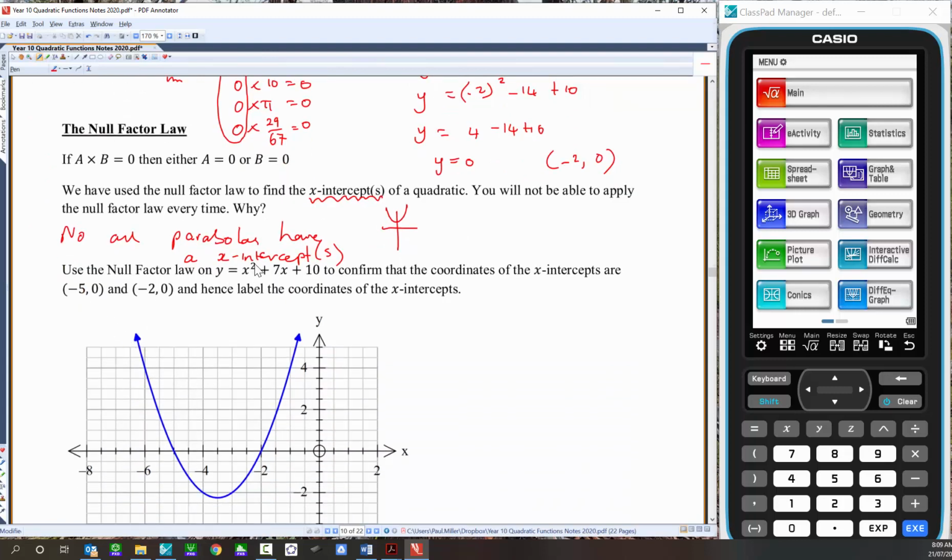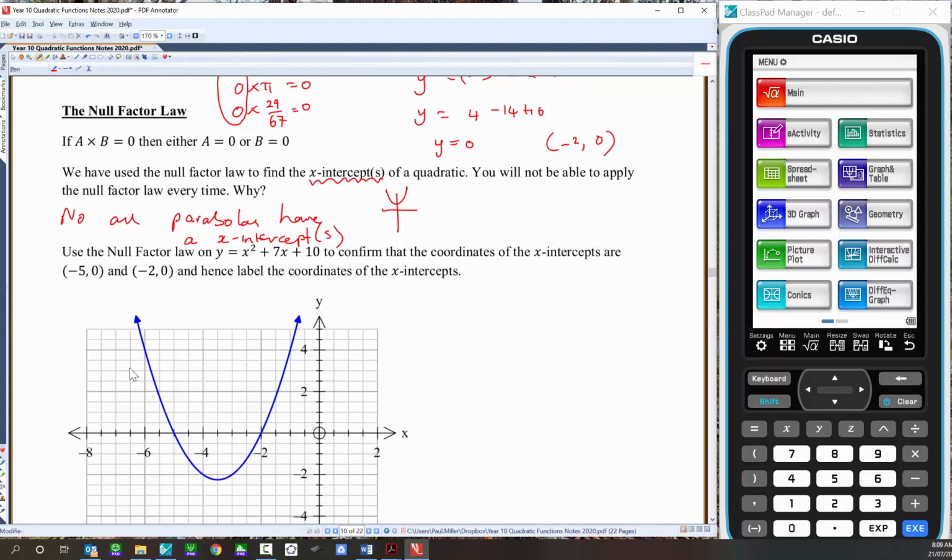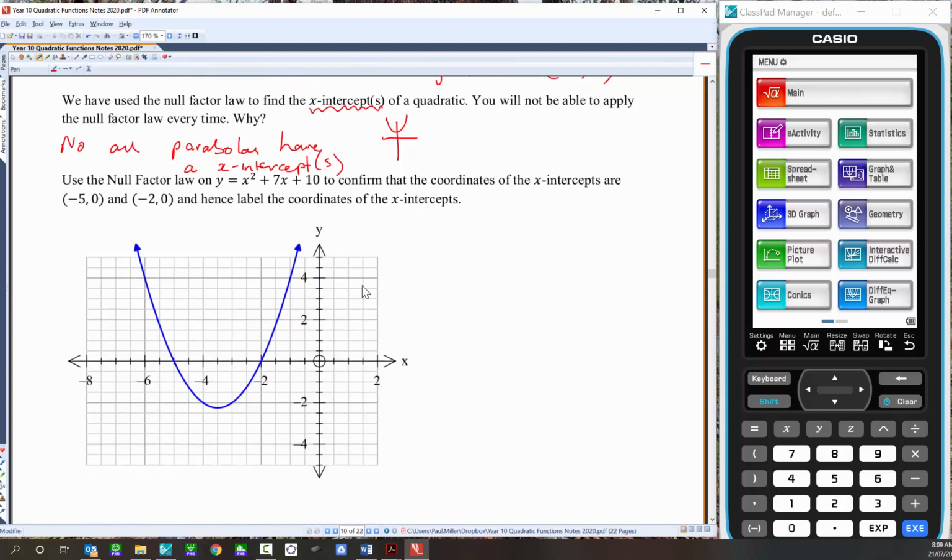Right, so here we go. Use the null factor law on y equals x squared plus 7x plus 10 to confirm that the coordinates of the x-intercepts are these, and hence label the coordinates of the x-intercepts. All right, let's do it. This is the exact same process that we would use for linear. So the x-int occurs when y equals 0. All right, so let's let y equal 0, and we're going to say 0 equals x squared plus 7x plus 10.